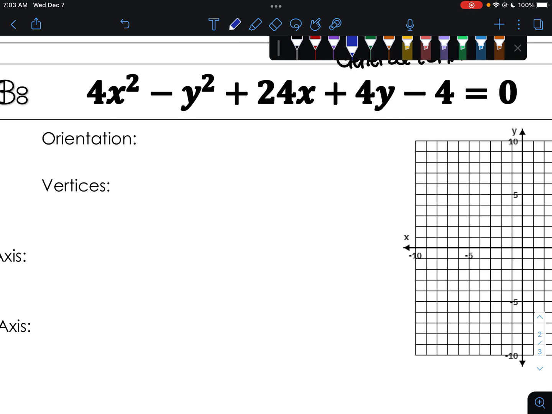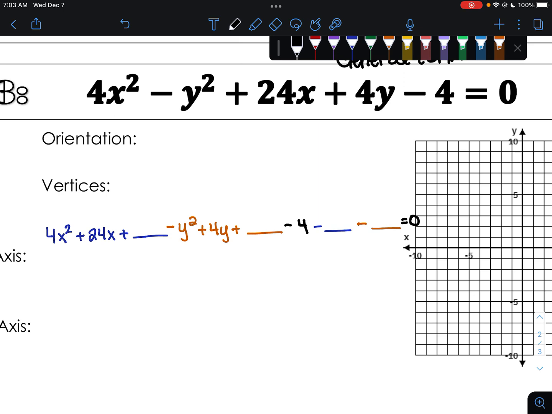So what I'm going to do is I am going to rearrange my variables. I have 4x squared plus 24x plus space, minus y squared plus 4y plus space, minus 4, and then we're going to have a minus space and a minus space for our other one, and it's still set equal to 0.